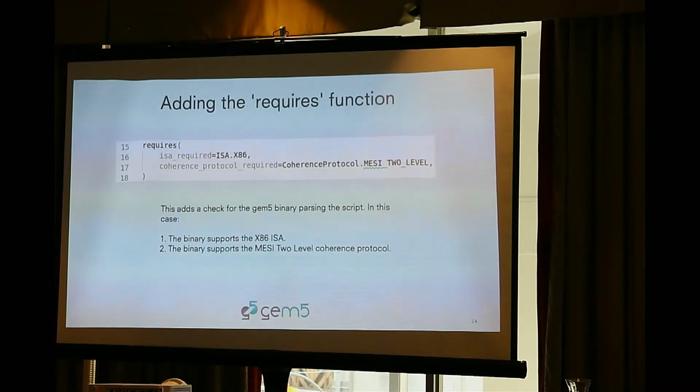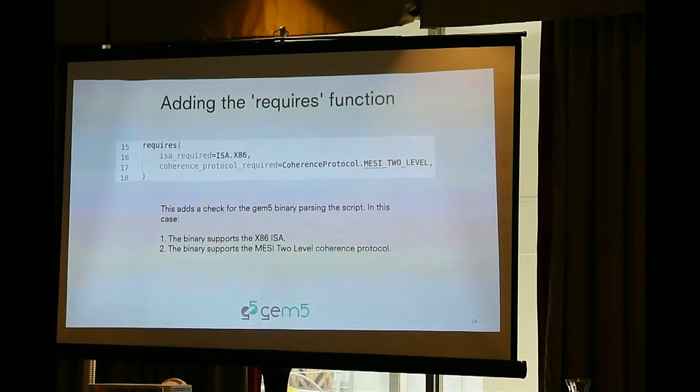The standard library has this requires function, which essentially, when you're running your simulation, checks that your Gem5 binary has the required properties. So in this case, we want the ISA required to be x86. So the Gem5 binary you're running has to have the x86 ISA compiled in. It has to have this cache coherence protocol compiled in as well, MESI Two Level.